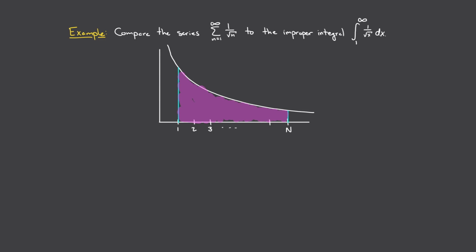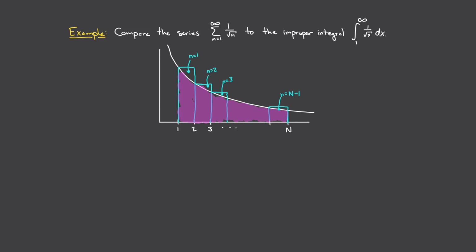Then, just like before, we're going to draw rectangles representing the terms of the series, but we're going to do it a little bit differently. We're going to take all of the rectangles we drew before and shift them to the right 1 unit. So, the rectangle corresponding to n equals 1 will go right here, the n equals 2 rectangle will go right here, and so on. And we stop when we get to the last rectangle here, which is the n minus first rectangle.